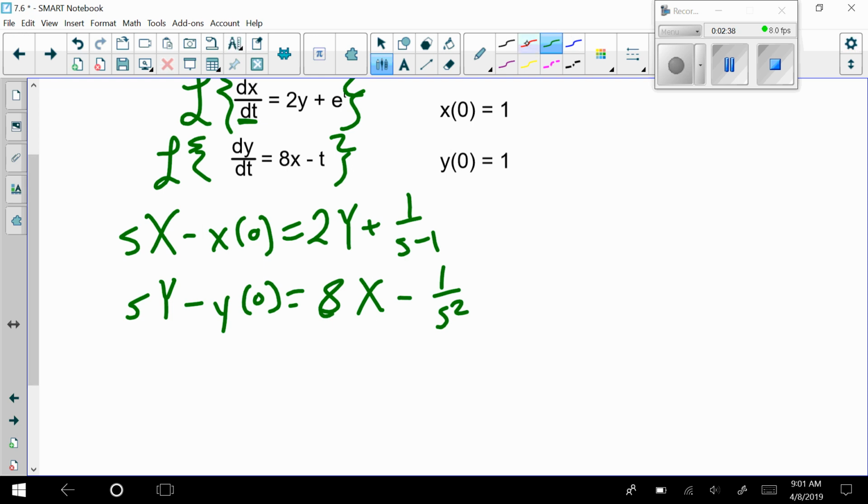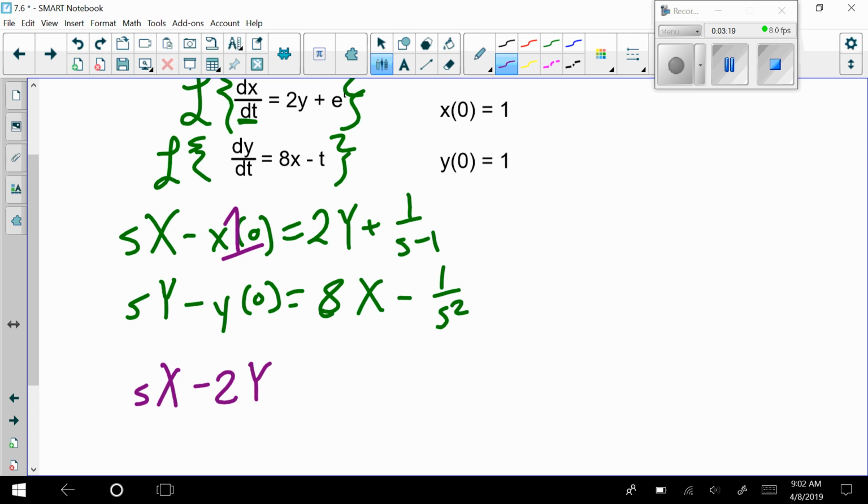At this point, it's quite a bit like the elimination method, where I need to choose some variables to get rid of. Of course, I think it's worthwhile right now to get this into standard form where I have all the variables on the left side. So I'd have sX minus 2Y, equals this minus x of 0, well, this would be a 1, just a big 1 here.